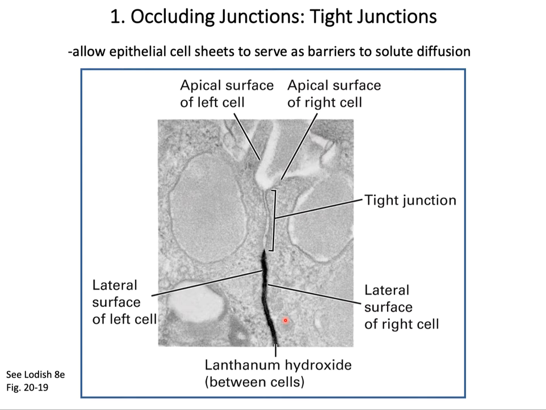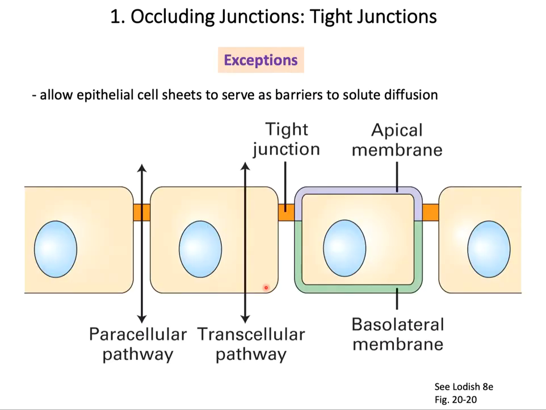Here is another example, which shows the use of an electron-dense tracer known as lanthanum hydroxide. It was placed on the basolateral side of the epithelial sheet, and you can see that the tight junction prevents the flow of that solute past the sealed membrane onto the apical side. Now, of course, there are exceptions.